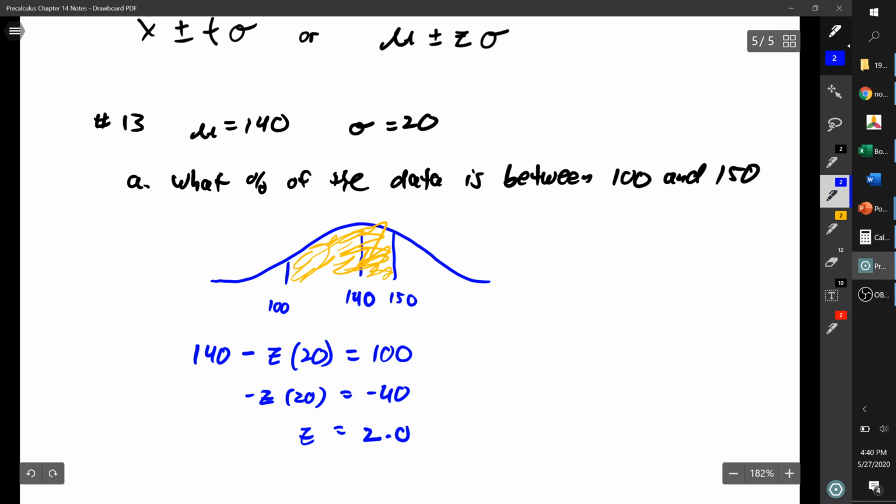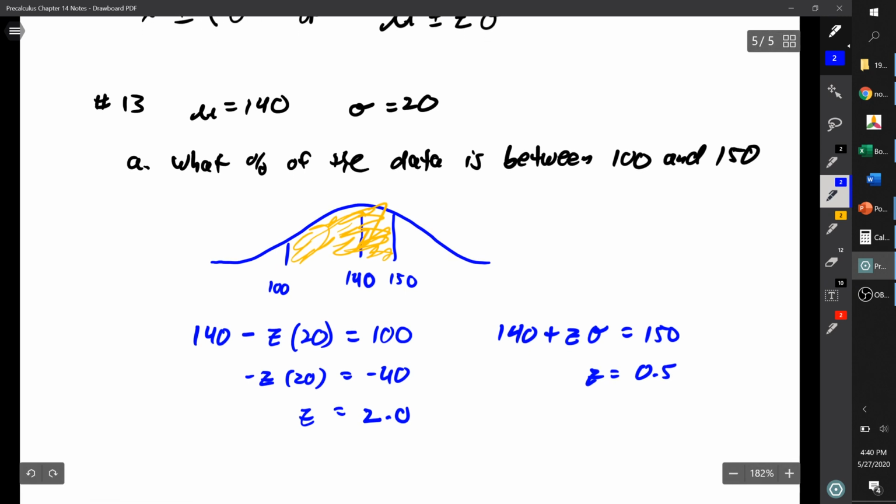Then we can look at how many standard deviations up you are going, and we could set up the same thing, but we're going to do a plus. So 140 plus Z sigma equals 150, and when you solve, we are adding 0.5.